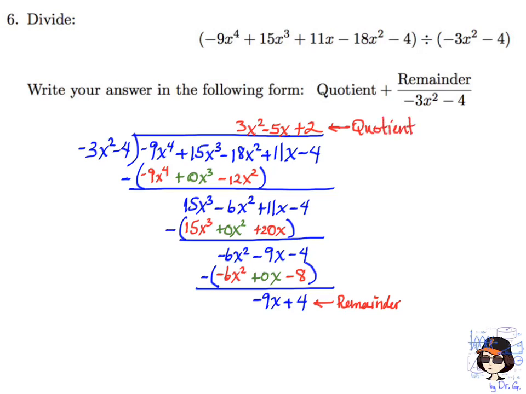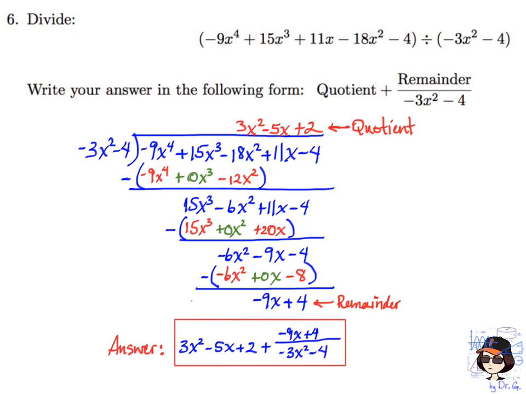And the instructions say write your answer in the form quotient plus remainder over the divisor. So the quotient was 3x squared minus 5x plus 2. And then the remainder was negative 9x plus 4. We're putting that over negative 3x squared minus 4. And that's the answer.